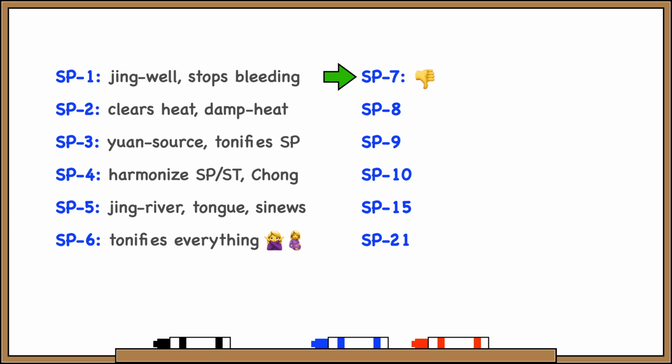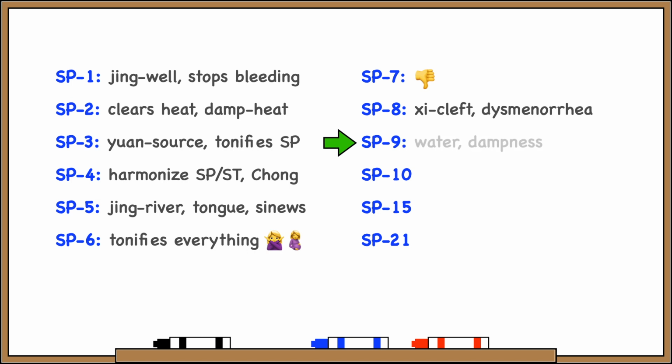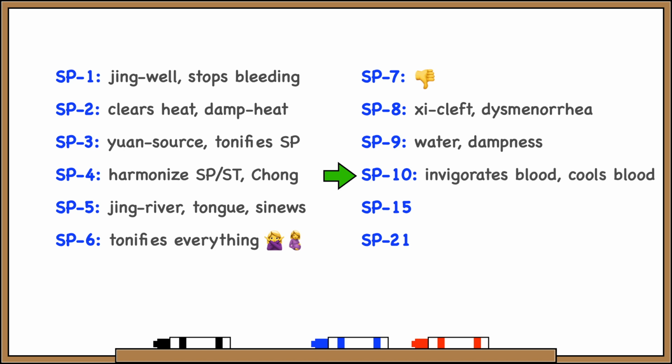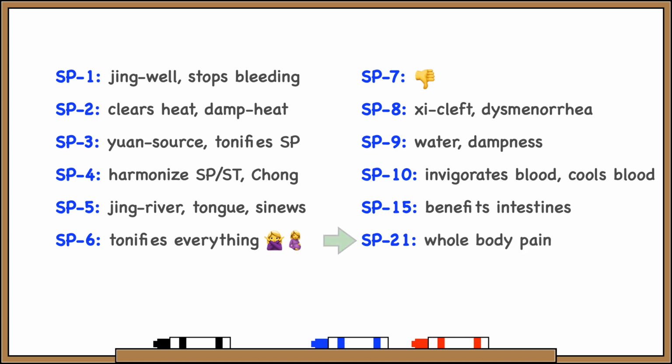Spleen 7 isn't really used that much. Spleen 8 is the Xi cleft point, and it's good for menstrual cramps. Spleen 9 is the water point, so it's good for water and dampness. Spleen 10 is Shui Hai, sea of blood. It invigorates blood, clears blood heat, and benefits the skin. Spleen 15 is on top of the intestines, so it's good for the large intestine. Spleen 21 is the great wrapper and treats pain of the entire body. So that is the Foot Tai Yin Spleen channel.